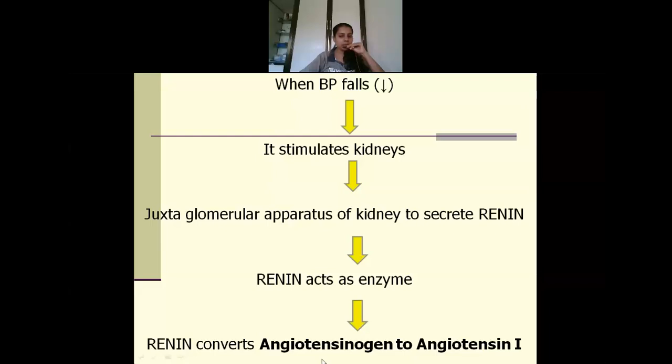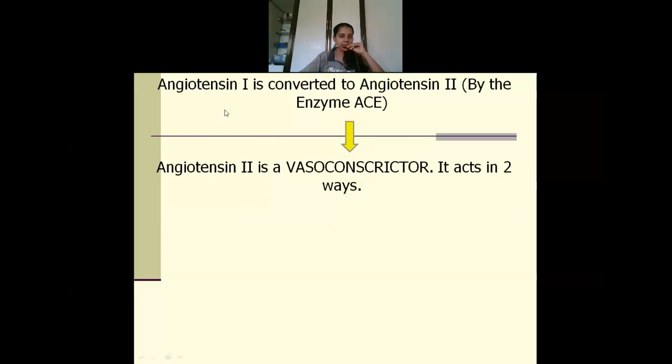Renin will start to convert angiotensinogen to angiotensin 1. Next, angiotensin 1 will get converted to angiotensin 2 by the ACE enzyme, that is angiotensin converting enzyme. Always remember, finally what happens? Angiotensin 2 is being produced. Angiotensin 2 is actually a vasoconstrictor. It acts in different ways, that I will tell later.